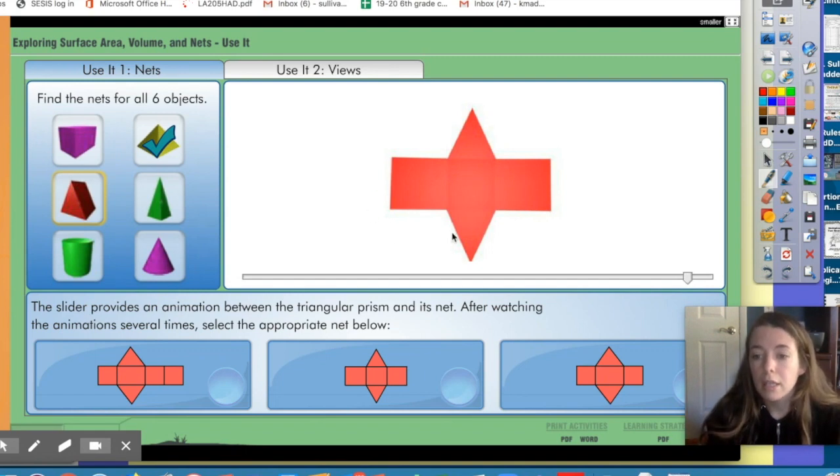This link is available in the Google form for you to mess around with if it will help you to see the nets better. You do not have to worry about a cylinder or a cone. You don't visit those shapes until the 7th and 8th grade.